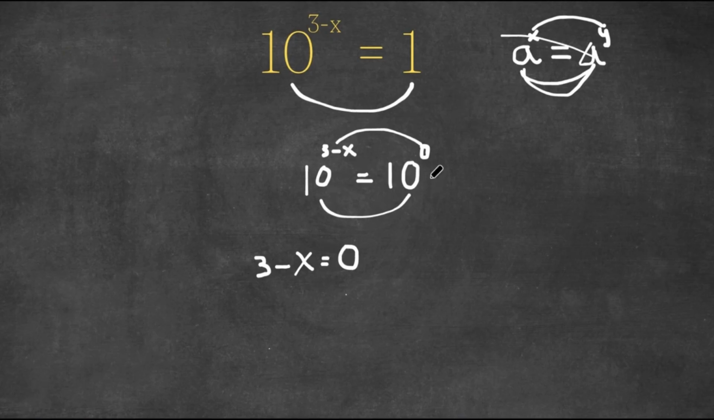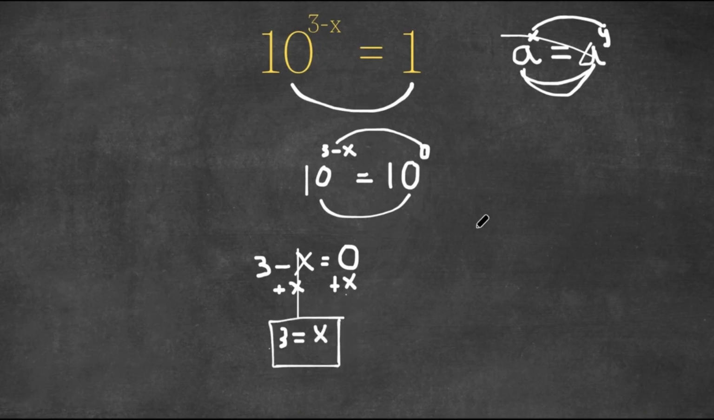So now, to get the value of x, we're going to have to make it go to the right side, so we're going to add x on both sides, and these two cancel out, so we're left with 3 equals 0 plus x, which is x. So now we have our value for x.